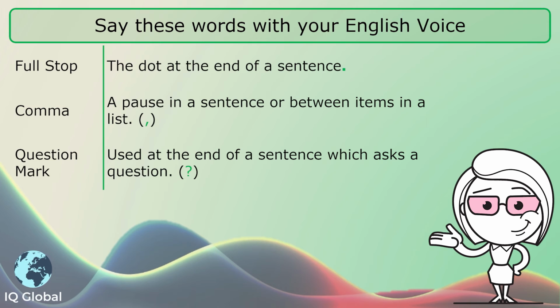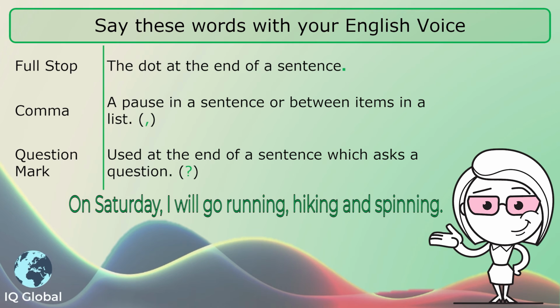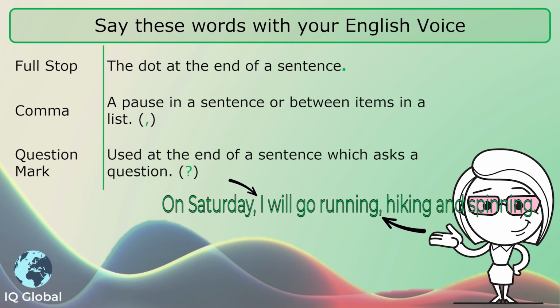Comma. A pause in a sentence or between items in a list. For example, on Saturday, I will go running, hiking, and swimming. In this sentence, there is a pause between Saturday and I, and running and hiking.